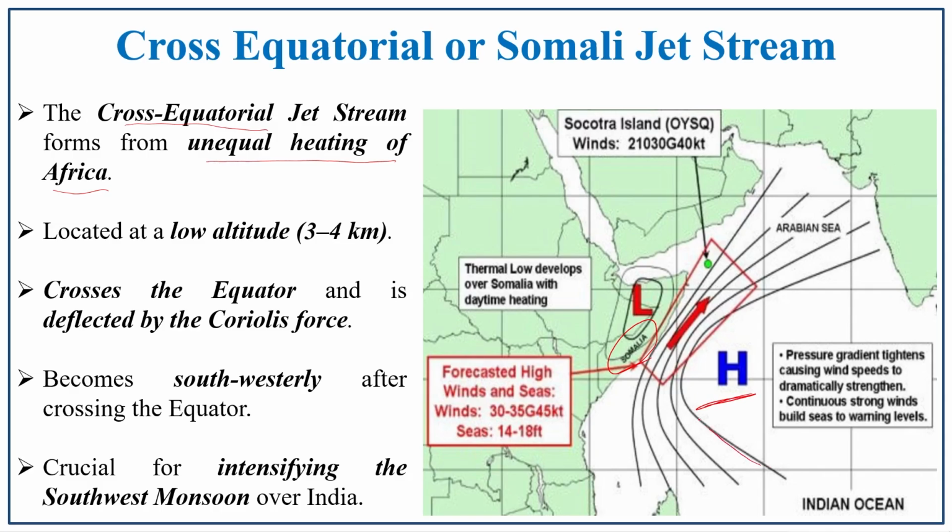The wind which is traveling here will be diverted to this side because of the Coriolis force. Because of the apparent shift of the movement of the sun, this air is again diverted towards the right side, towards the Indian subcontinent. This also plays a vital role in the formation of southwesterly winds, that is southwest monsoon winds. So these two jet streams play an important role in the onset of the southwest monsoon in the Indian subcontinent.